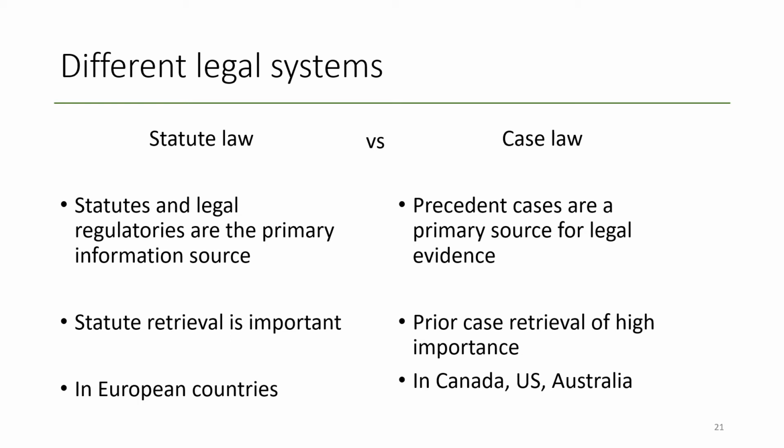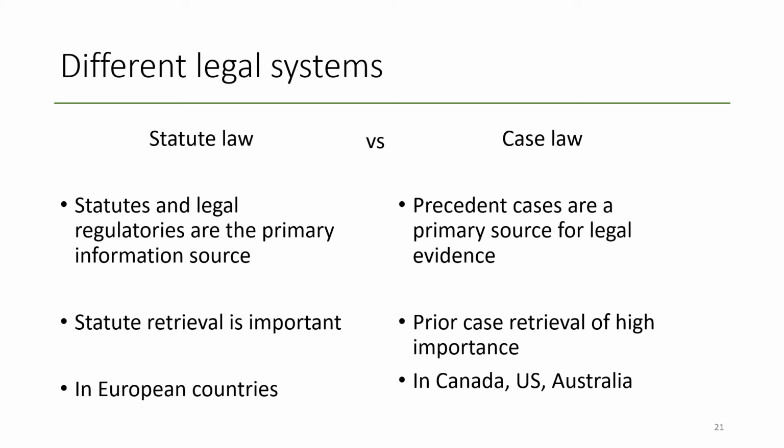And broadly overall, you can say there are two systems. There's the statutory law system and the case law system. In the statutory law, the statutes and legal regulations are the primary information source, and therefore it is really important if you want to solve a new legal case that you find relevant statutes and legal regulations to this case. This system is mostly in European countries.